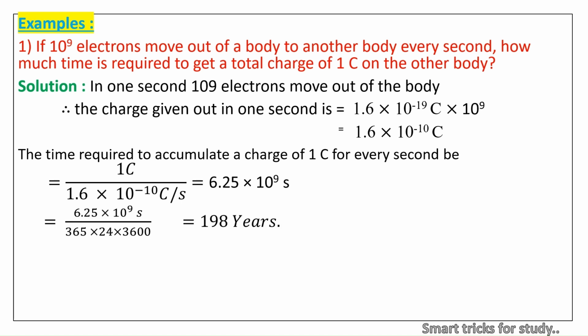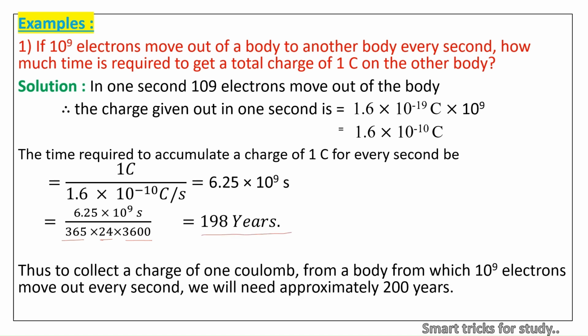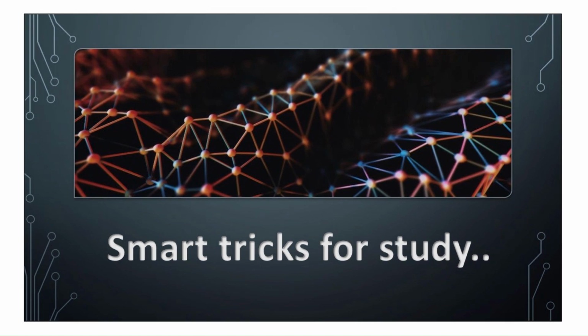To convert from seconds to years, divide 6.25 into 10 to the power minus 9 seconds by 365 into 24 into 3600. Finally we get 198 years. Thus, to collect a charge of 1 Coulomb from a body from which 10 to the power 9 electrons move out every second, we will need approximately 200 years.